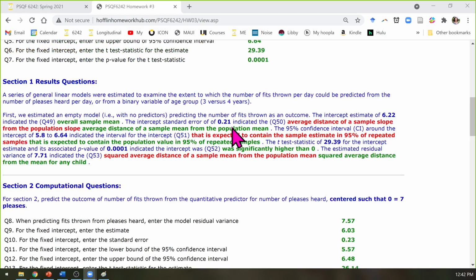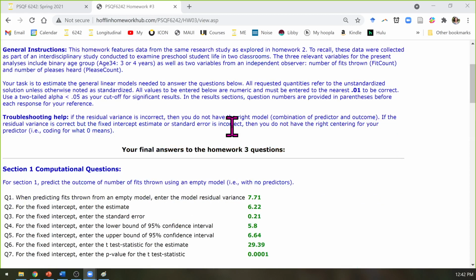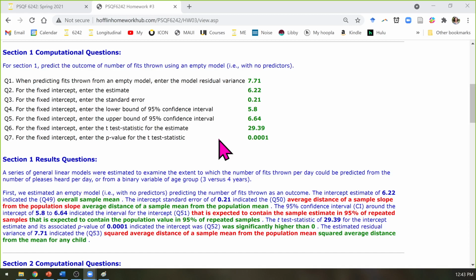But that's another conversation. So the computational questions all seem to be fine for the most part. There were maybe one or two that folks missed.